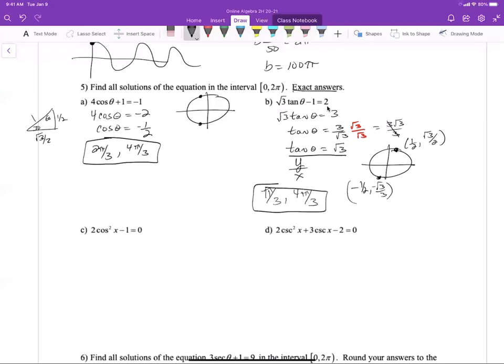It is my understanding you're getting a unit circle on your test, but you may have to find your tangent values.